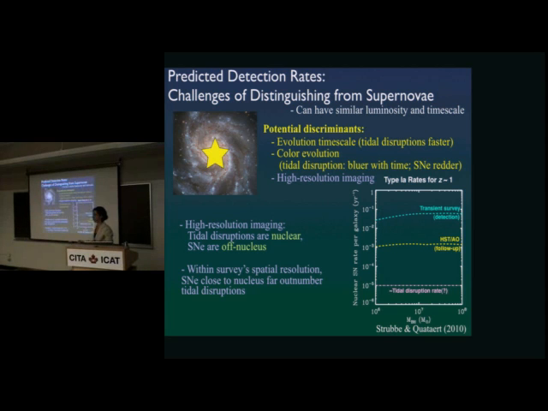And so we really need all the discriminants that we can get. Two more important ones are X-ray detection. As I mentioned, tidal disruptions can produce a lot in the way of X-rays, whereas supernovae tend to be quite faint in the X-rays. And spectroscopy. And I showed you the spectroscopic predictions that we're making for the outflow and also from the unbound material.